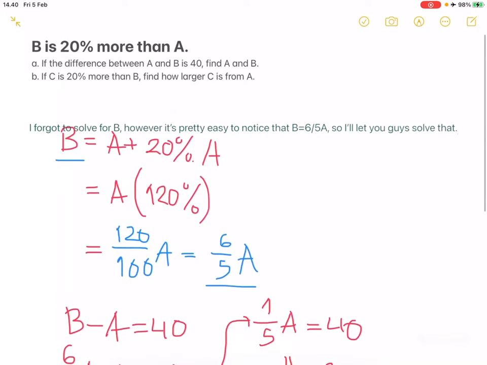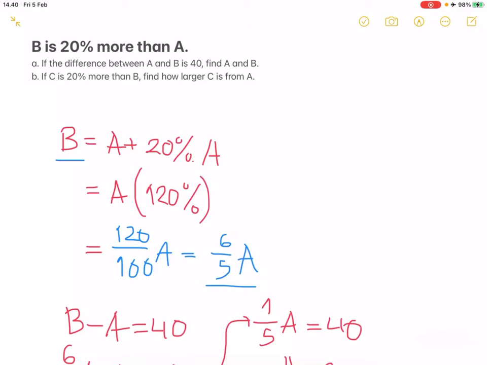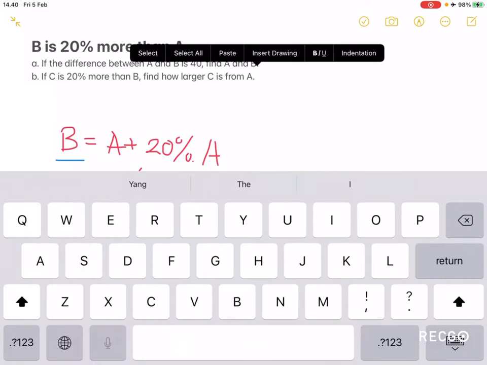It's also given that if C is 20% more than B, find how much larger C is from A. So we need to find the percentage increase from A to C, in other words. And I should have added this: we want to set this in percentage.